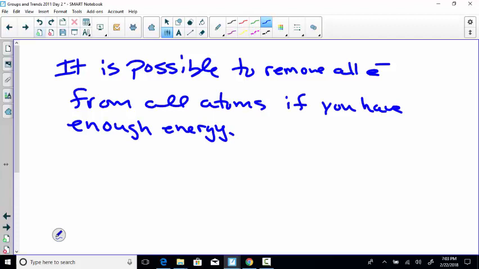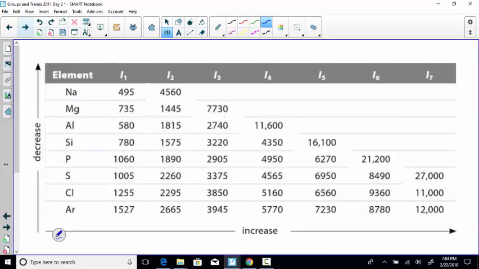Now, I don't believe that that's ever been done. Essentially what we're saying is you can have an Fe plus 26. You could remove all of its electrons, but we don't ever do that, because I think it would just take way too much energy. So even though this is possible, it never happens. And this is just another chart of first, second, third, fourth, fifth, sixth, and seventh ionization energies for period 2 elements.